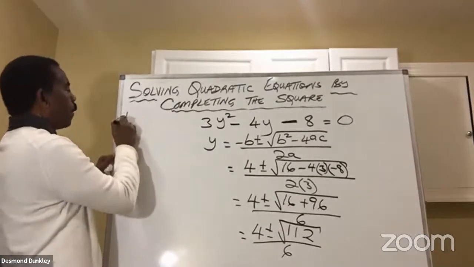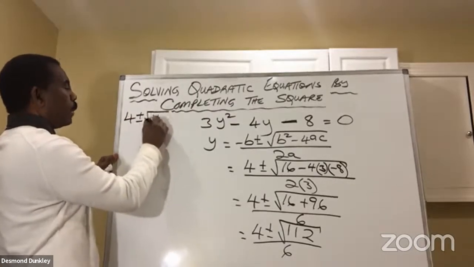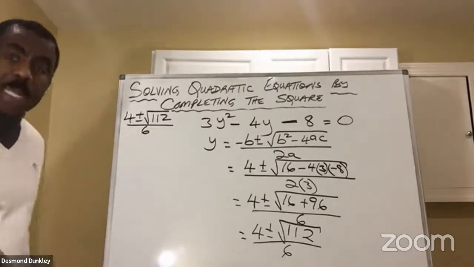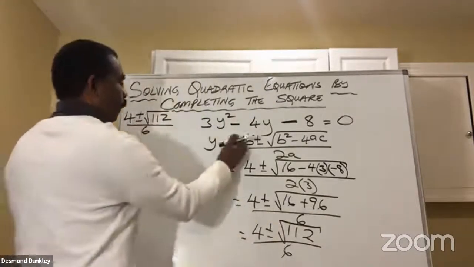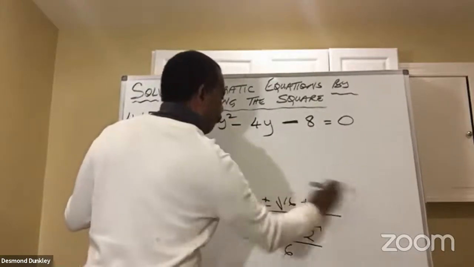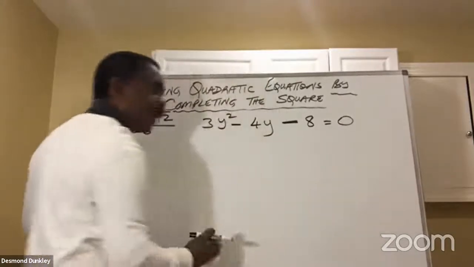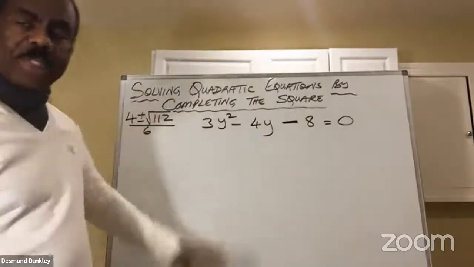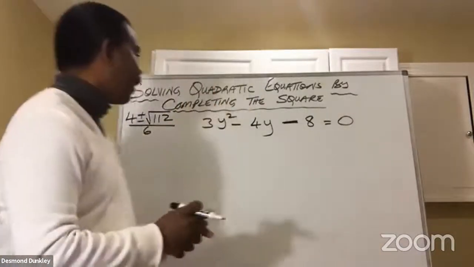So we're looking for 4 plus or minus the square root of 112 over 6. We're looking to get those same answers doing completing the square. So this is where you keep your fingers crossed, because if I don't get these answers, then something is wrong. Uh-oh, fingers crossed. Here we go.